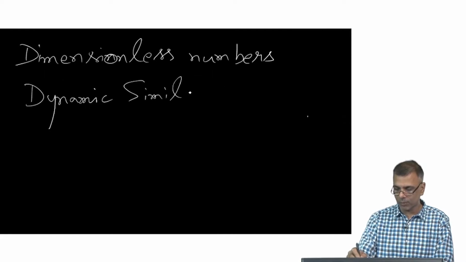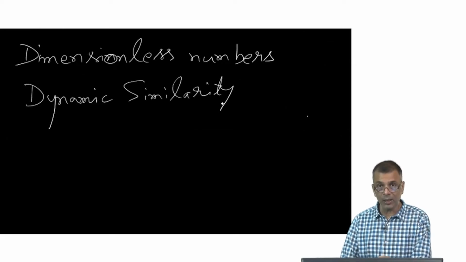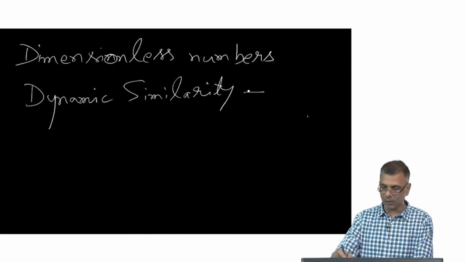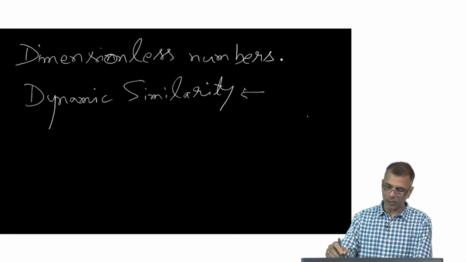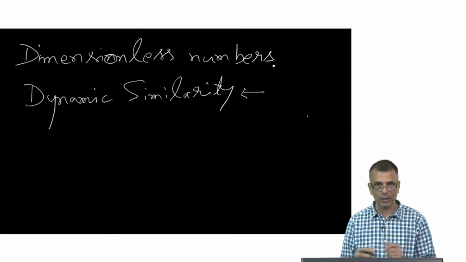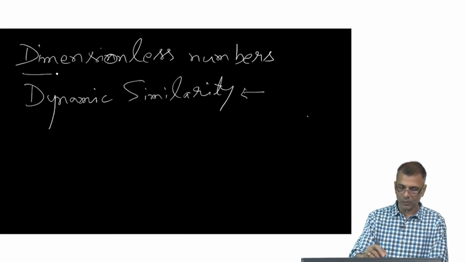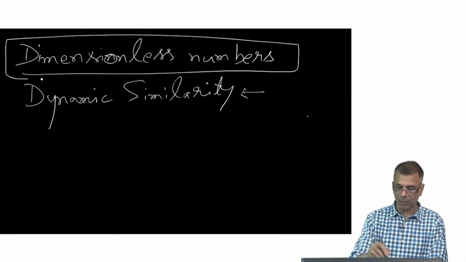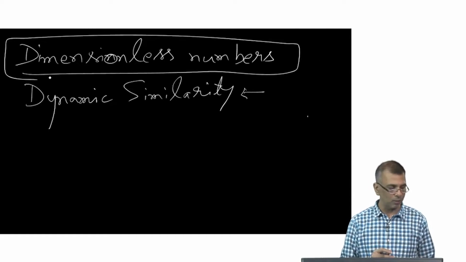I'm simply saying this word right now, but I won't bother explaining it for the time being. But this is also something that we will concentrate on in this part of the course, right? And the reason I'm mentioning both of these in the same breath is because the concept of dynamic similarity is very closely related to that of dimensionless numbers. Okay, now, we will start with talking about dimensionless numbers. There are several. I will only start talking about a few right now.